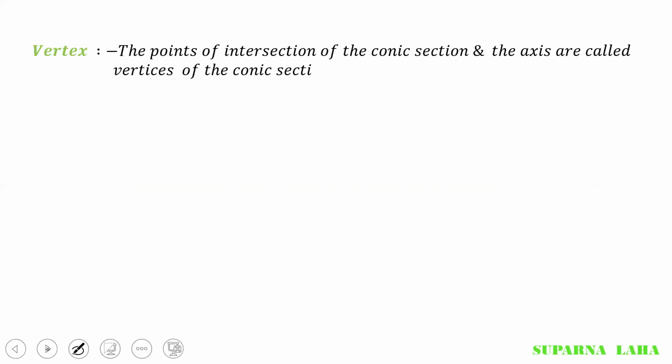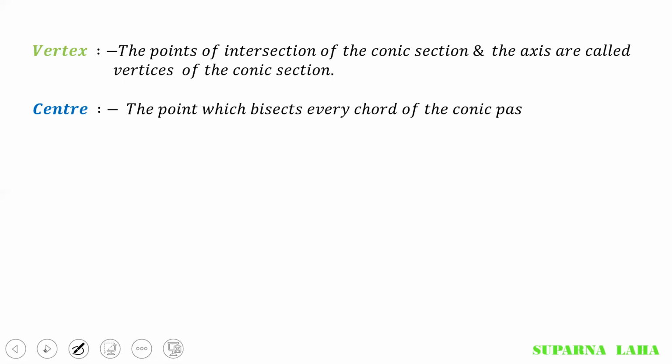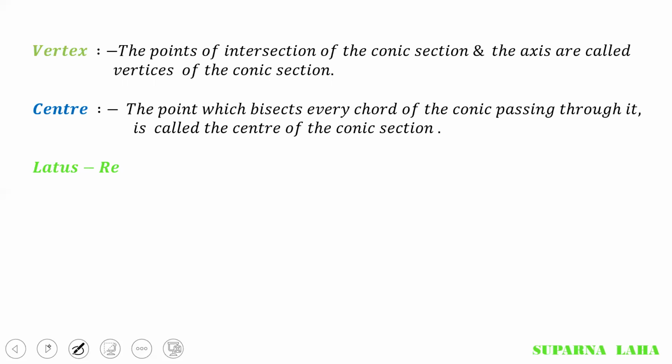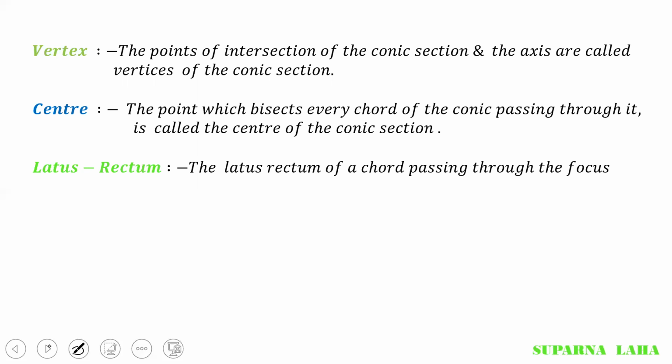So what is the definition of the vertex? The point of intersection of a conic section and its axis. So the conic and the axis, the intersecting point is called the vertex. And the center is the point which bisects every chord of the conic passing through it. Okay. And last but not least, the latus rectum. The latus rectum is a line passing through the focus and perpendicular to the axis. Okay.